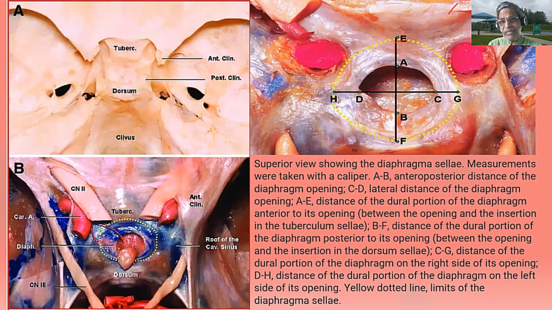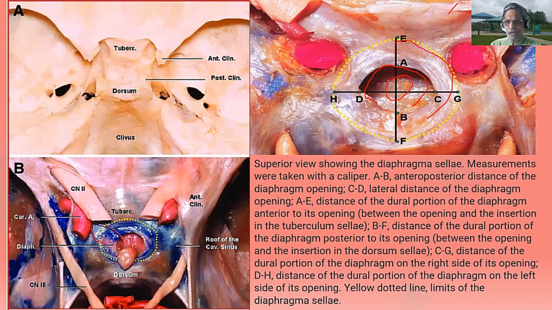This is called diaphragm sella end. And this is a central opening of the diaphragm sella. Inside, you have a pituitary fossa here. These are the various things. Just know this. Now, what's happening? There's a gap in the diaphragm sella.